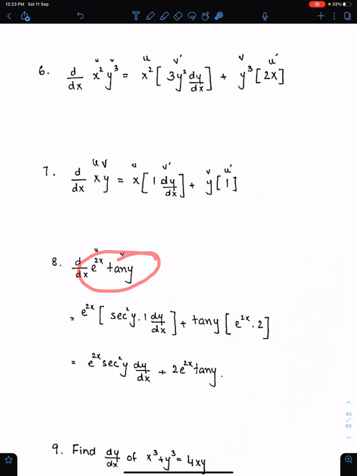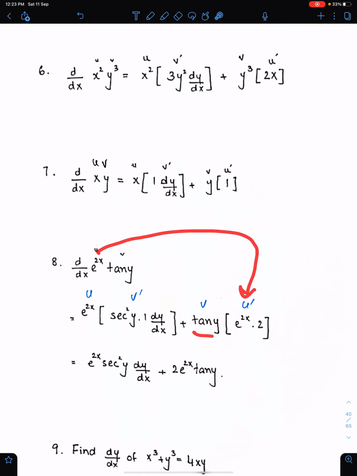This is also uv. So this is a simple function and this is implicit. This is a normal function, e to the 2x. So this is u and this is v prime, this is v and this is u prime. So the differential of tan y with respect to x will be sec square y. Differential of y will be 1, and multiply this with dy upon dx because of the implicit function. Now copy v and differentiate e to the 2x. e to the 2x will become e to the 2x times 2, and this is the simplified form of this.